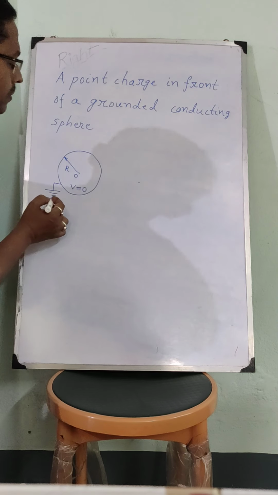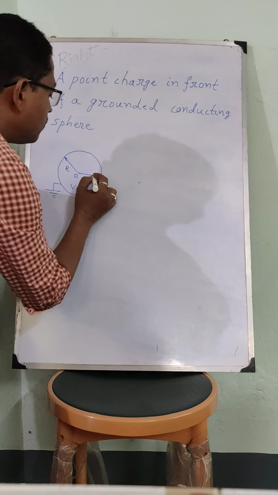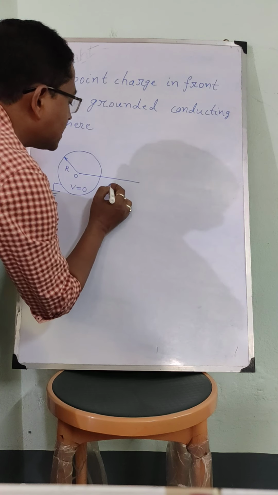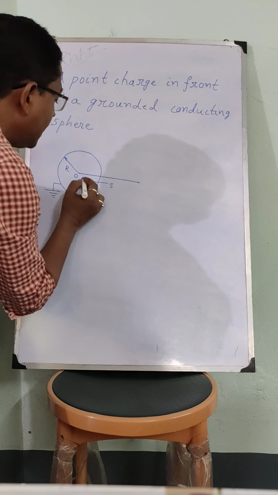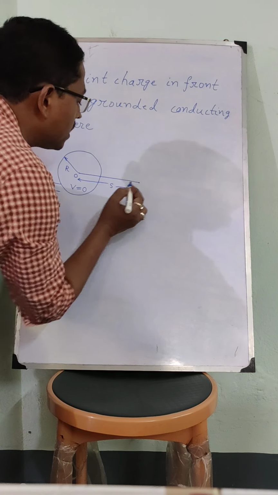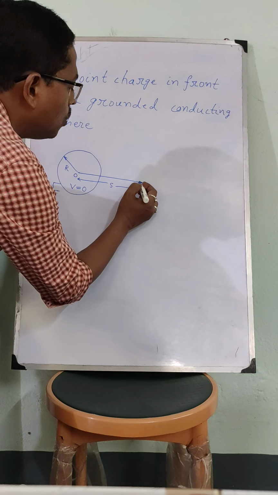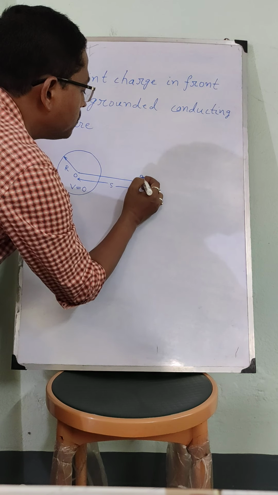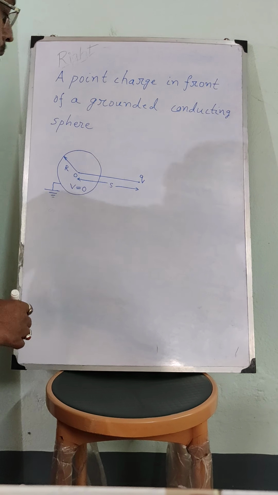This is the center of the sphere. Now from the center, at a distance of S, this is the distance. S is this distance. Now at a distance of S from the center of the sphere, we have a point charge plus Q. So this is our system or problem.